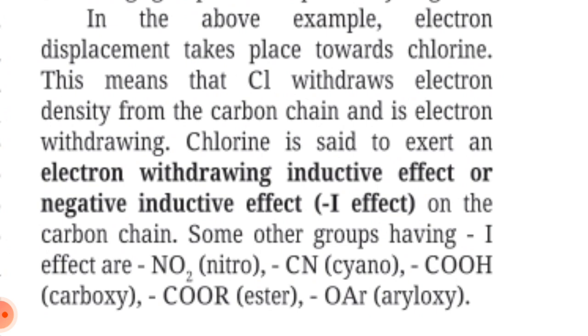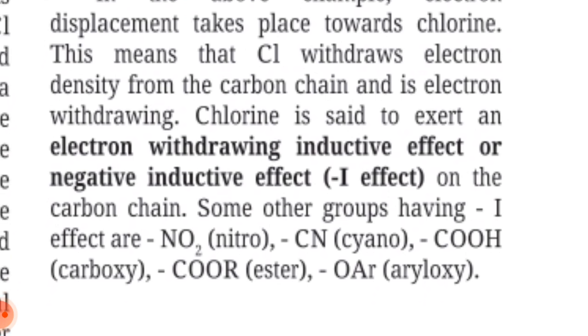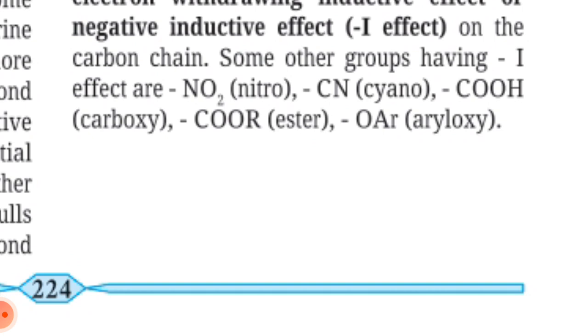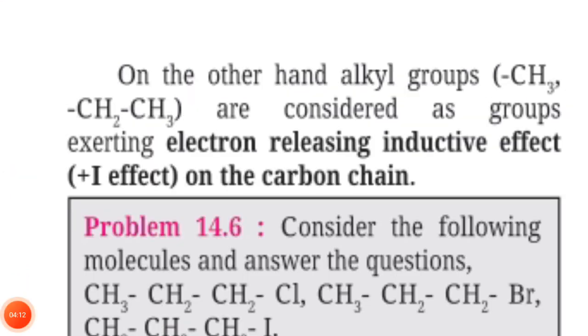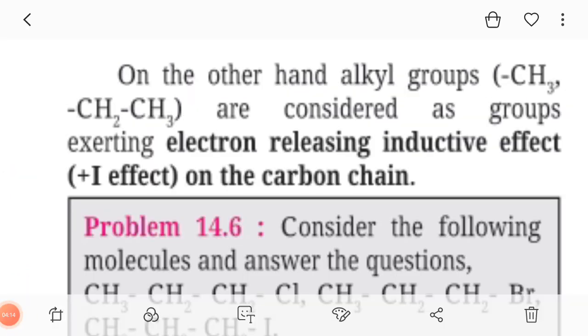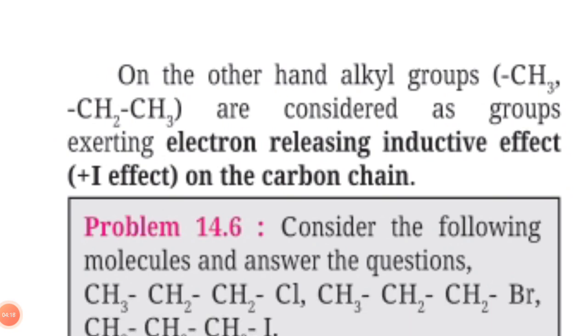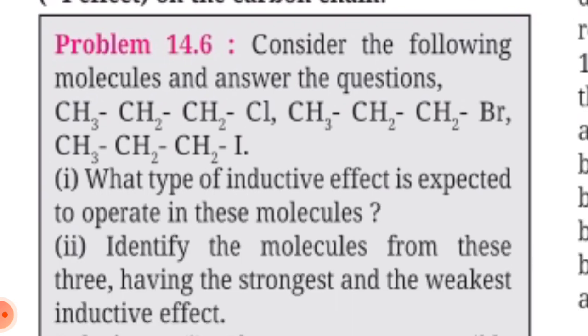Some other groups having -I effects, negative inductive effects, are NO2 (nitro), CN (cyano), COOH (carboxy), COOR (ester), and OR (aryloxy). On the other hand, alkyl groups such as CH3 and CH2CH3 are considered as groups exerting an electron releasing inductive effect, thus a +I effect on the carbon chain.